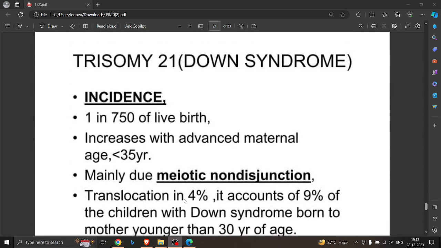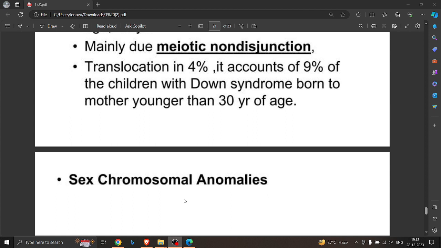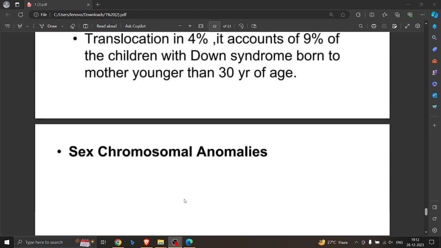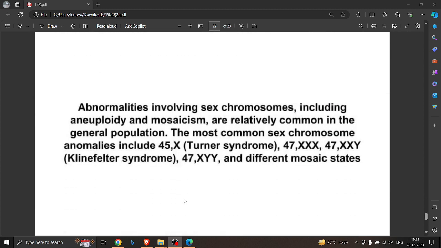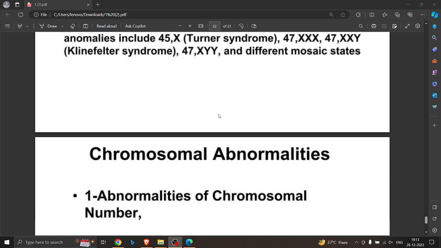So the incidence of Down syndrome is 1 in 750 live births, and Down syndrome is seen mainly in children born to mothers younger than 30 years of age. Abnormalities involving sex chromosomes, including aneuploidy and mosaicism, are relatively common in the general population. The most common sex chromosome abnormalities include Turner syndrome and Klinefelter syndrome, which I have already explained.